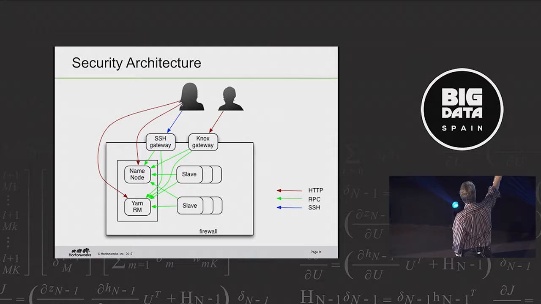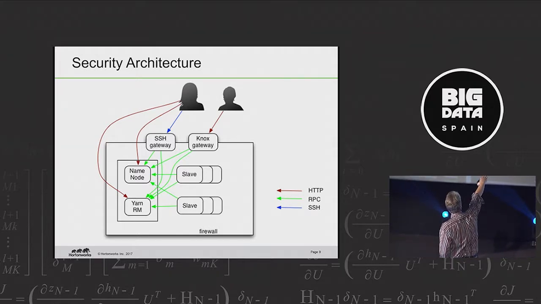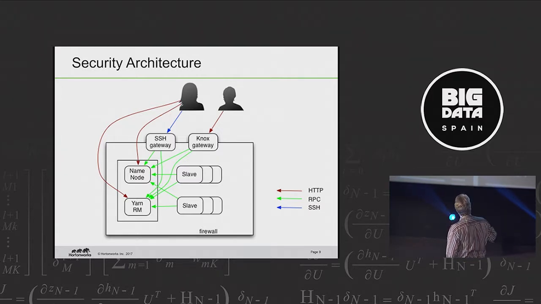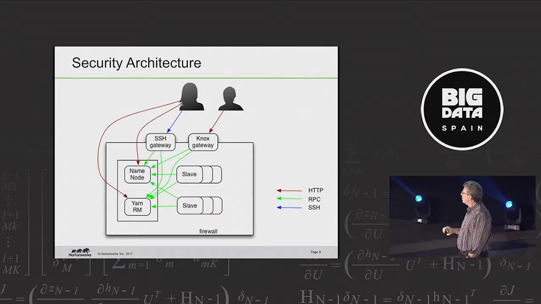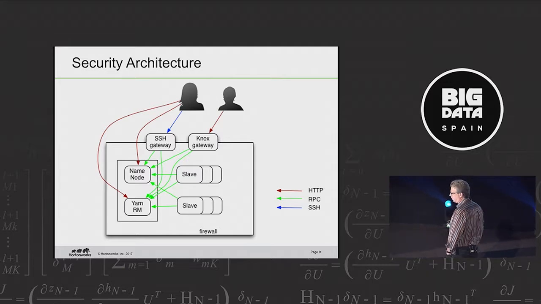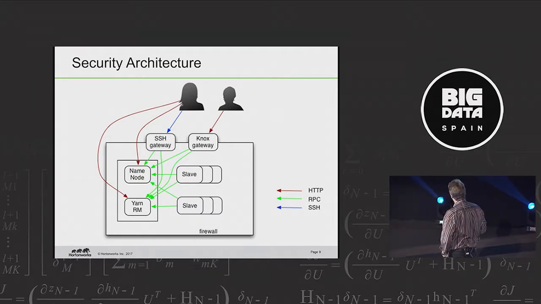So this is the typical diagram for what it looks like. Users either log into an SSH gateway and then submit commands, or there's a project called Apache Knox where you can get a REST interface to access your Hadoop clusters. Either way works, and we have customers that use both. But always put that firewall around your cluster.